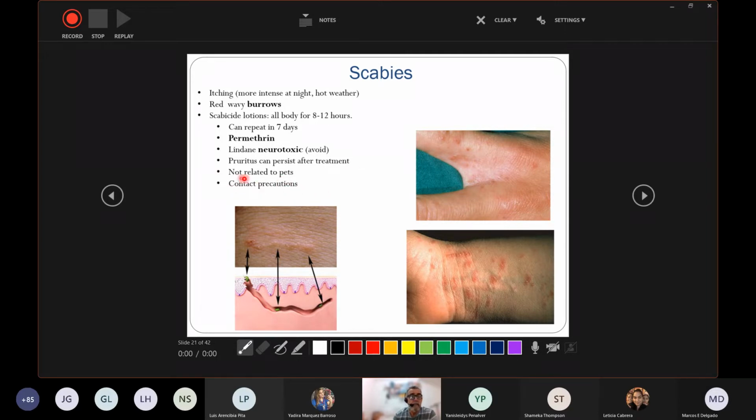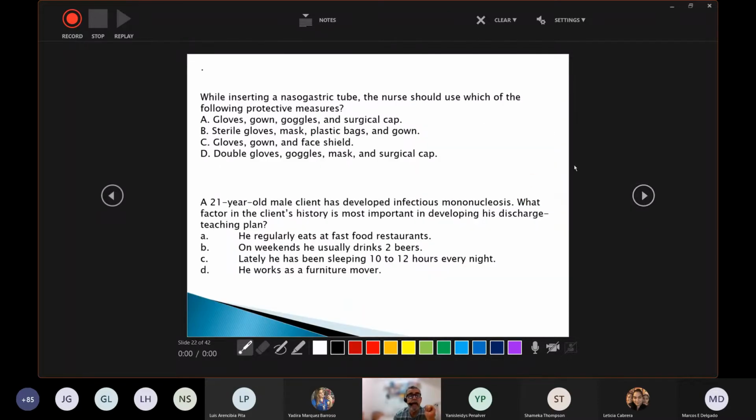And that's it. It's interesting that the pruritus can persist even after the treatment, because the cadaver of the parasite is left in the skin, and then it can have an antigenic reaction.